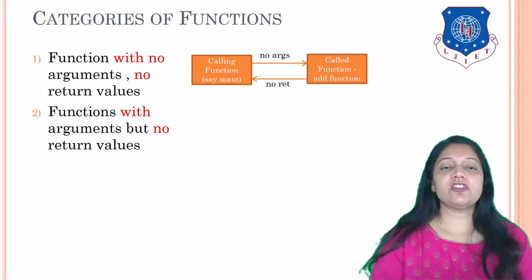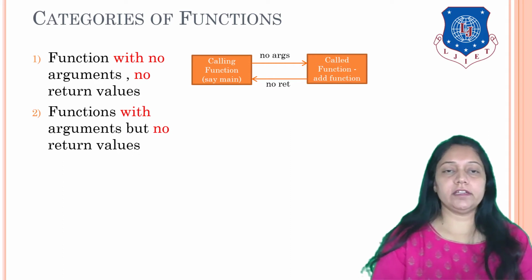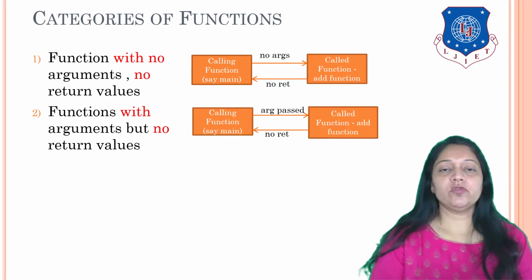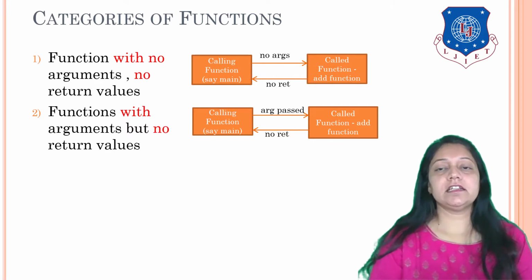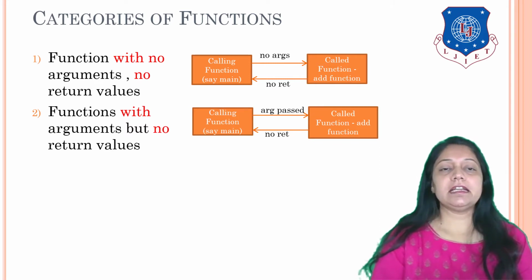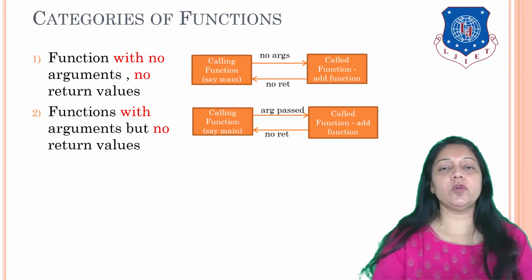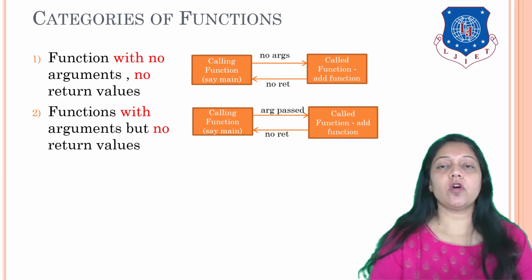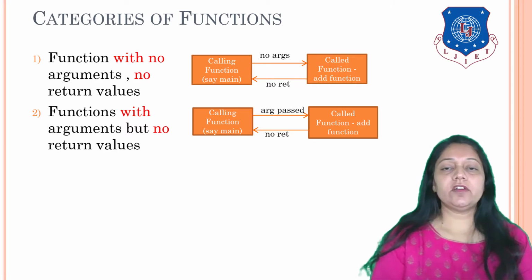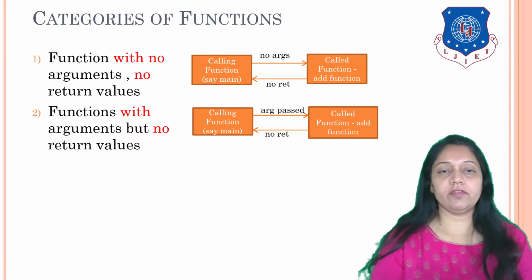The next one is function with arguments but no return values. Again, we have two functions. One is the calling function and another is the called function. When we say that the function has arguments, it means that the calling function is going to pass some arguments to the called function. But in return, the called function is not going to return any value to the main function or the calling function.